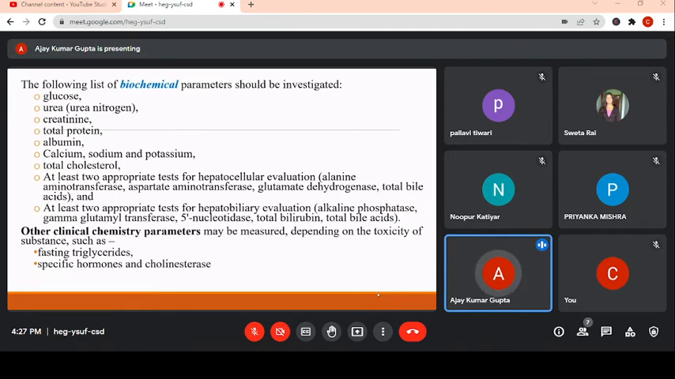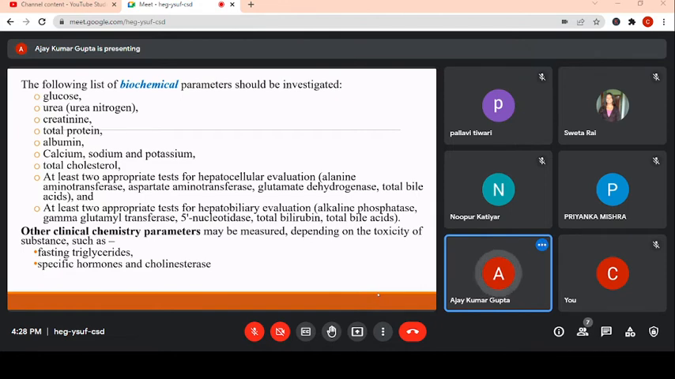Other clinical chemistry parameters may be measured depending on the toxicity of the substance, such as fasting triglyceride, specific hormones of our concern, and cholinesterase, which is very important in many of the cases. Particularly, this is the time of a World War-like situation where a lot of chemical weapons, war gases are used, which have direct effect on cholinesterase.